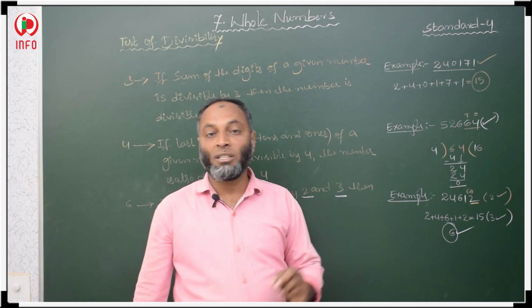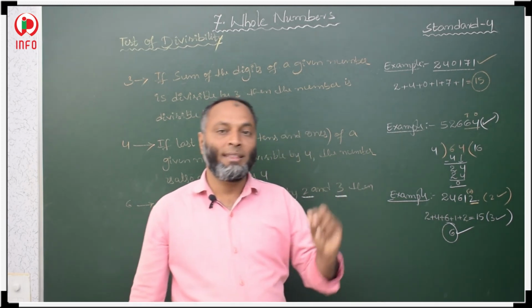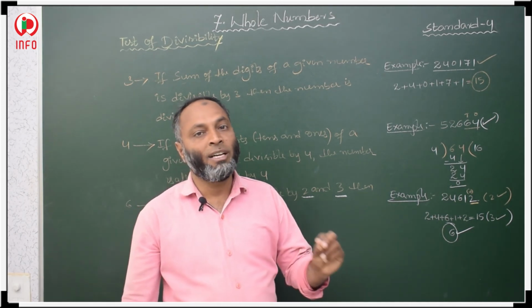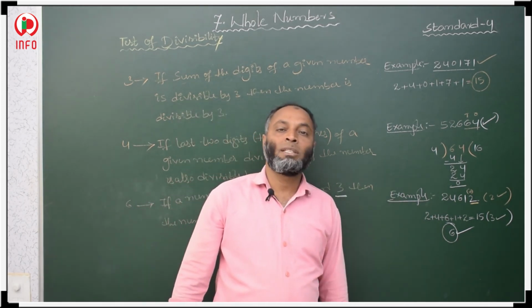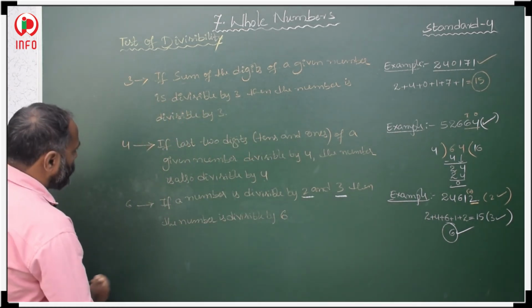What are the two conditions? The number should be divisible by 2 as well as 3. Then only the number is divisible by 6. Okay. Now how to check in the 9 table?